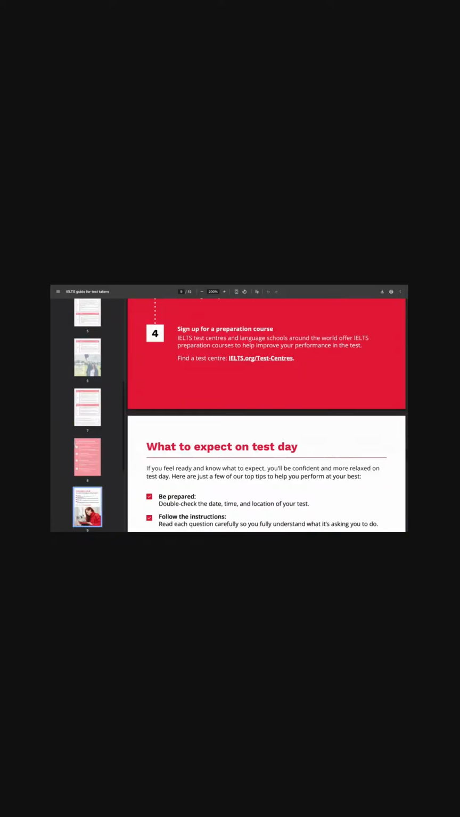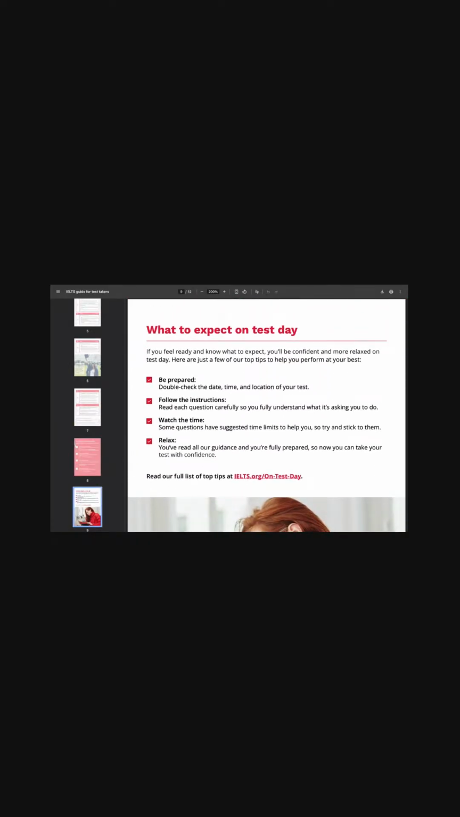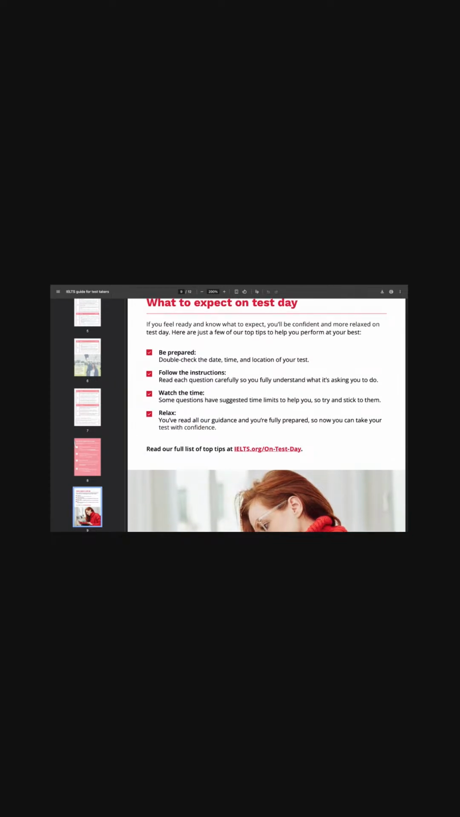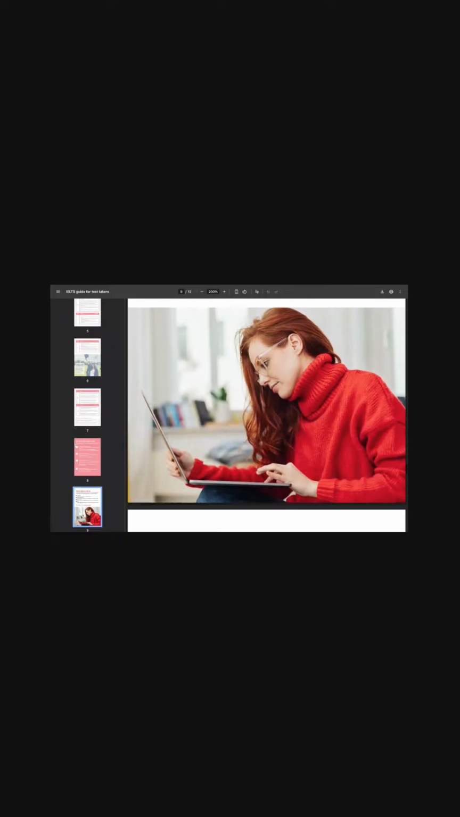What do you expect on the day? Be prepared. Bring your documents, check the time, the date, and the location. Follow the instructions when they give you the test, and watch the time, because it's very important as well. In listening, they won't play it again. If you didn't catch it, it's gone. That's why you need to be prepared.